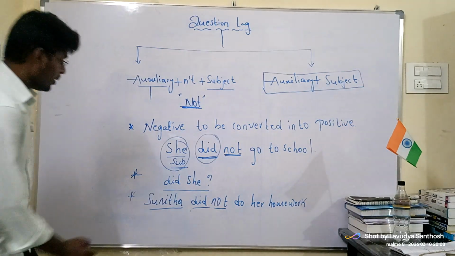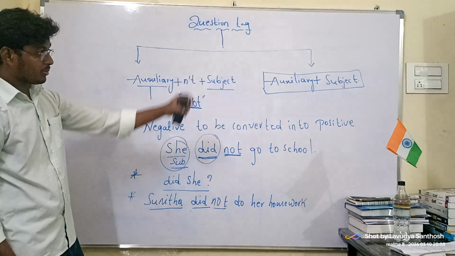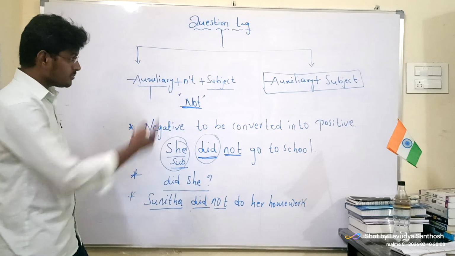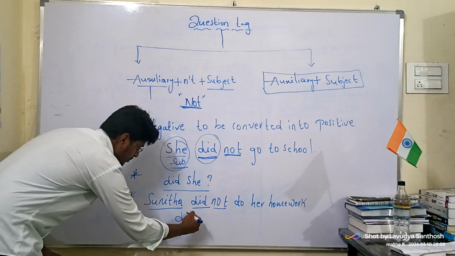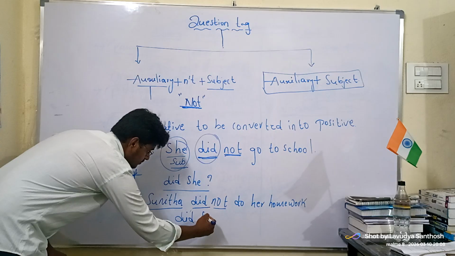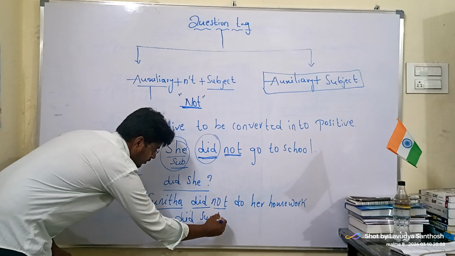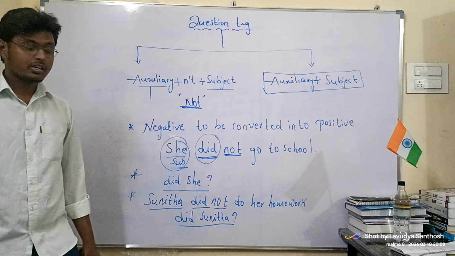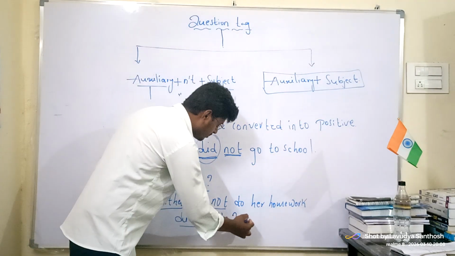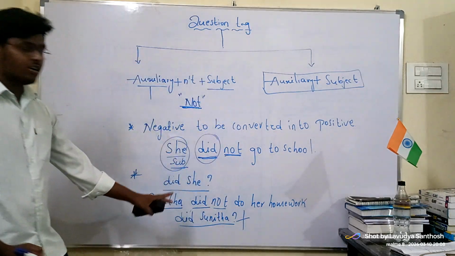Now you see here. According to the formula, what we can use is "did Sunita." This is right. But this is wrong. You may be thinking this is right, but this is wrong.